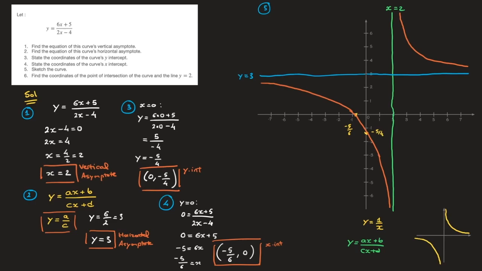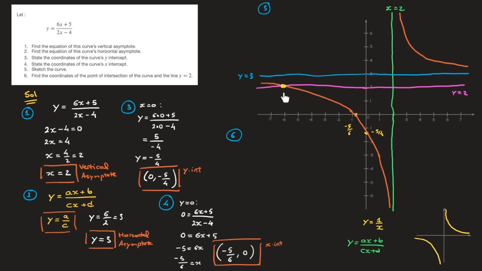That being said, I move on to the last question, question 6, in which we need to find the coordinates of the point of intersection of the curve and the line y equals 2. Well, to do that, I'll start by drawing the line y equals 2. And that's a horizontal line whose height is 2, so it would look something like this. There we go. That's y equals 2. And what we need to find are the coordinates of this point here.